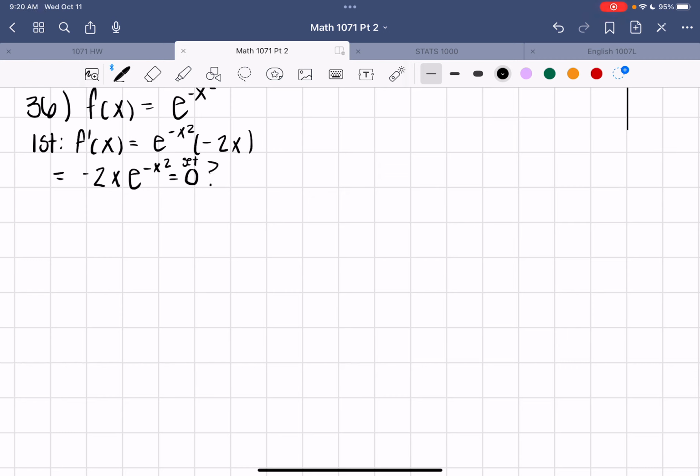And I need to graph it. F of 0, go back to my original. If I put 0 in, e to the 0 is 1. So when x is 0, y is 1. There's my critical point.